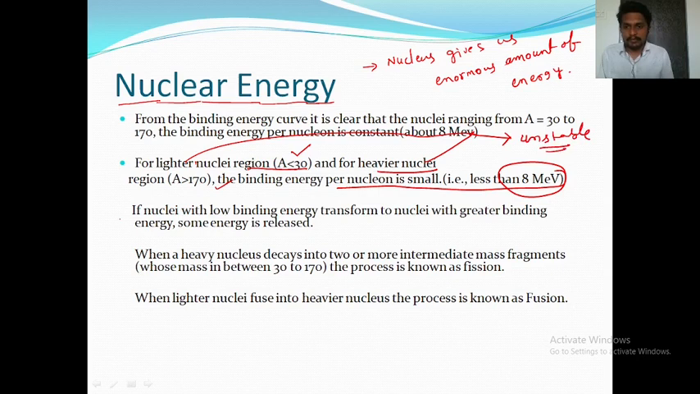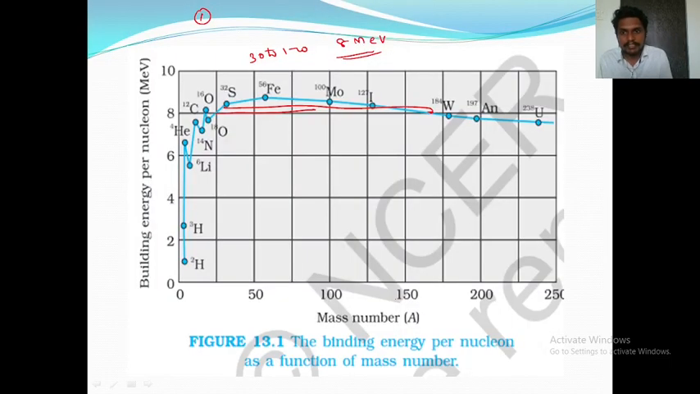But what happens if a nucleus with low binding energy converts into one with greater binding energy? Some amount of energy will be released. Here you can see that gain in kinetic energy in these two processes, nuclear fission and fusion. The lighter nuclei, whose mass number is less than 30, are unstable. Why? Because their binding energies are small, the mass number is small, so the binding energy is small.